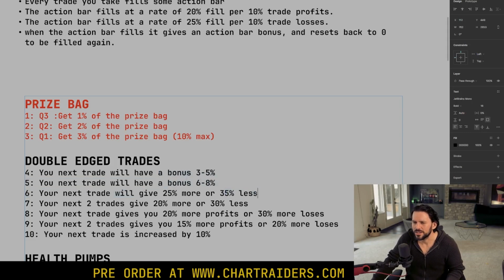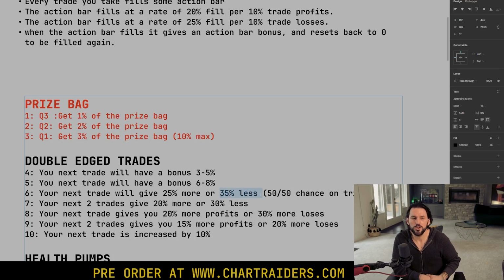So at random, like this, with a 50-50 chance on trigger, what's going to happen is if you're in a trade that's profitable, you have a 50% chance to get 25% more out of those trade profits. You also have an equal 50% chance to get 35% less. So if you made 10% and you triggered this side of it, well, you may actually end up only getting 6.5%, or you may end up with 12.5%, right? So there's a 50-50 chance on which side this triggers.